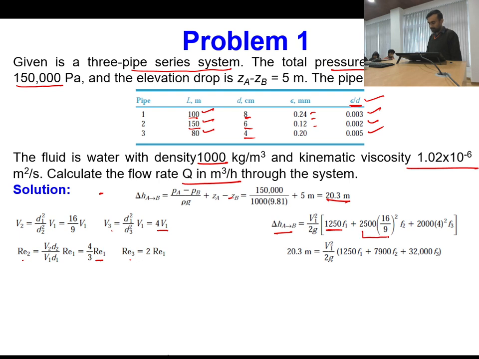So that will be this coefficient, but then I also have to use the formulation of velocity, because for the second pipe it would have been V2 square by 2g. But V2 square I have now converted with 16 by 9 into V1 square. That's why to this 2500 I am also multiplying 16 by 9 whole square. Is this point clear? Similarly for V3, I have to write 4 times V1, so 4 square into 80 by 0.04, which is 2000. Ultimately you will get 20.3 is equal to V1 square by 2g and this.